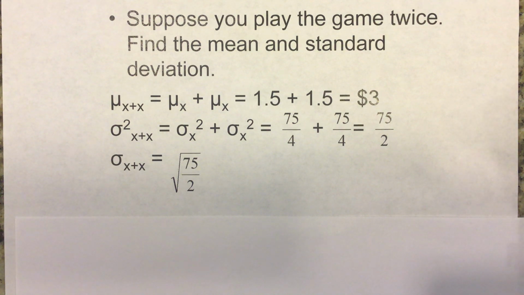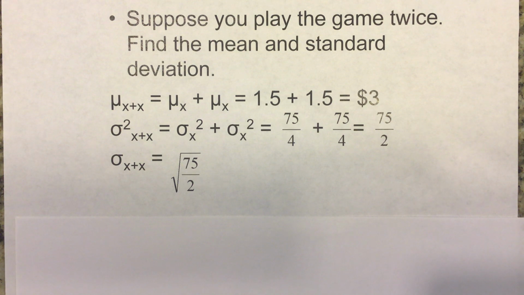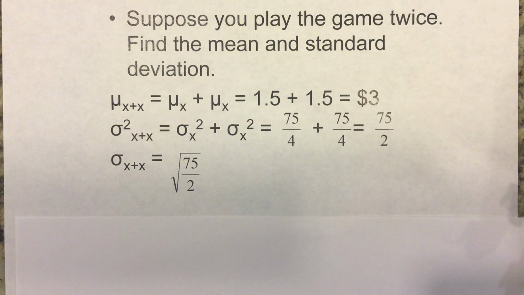So do it the long, slow way. In other words, make a list of all the possible outcomes of X, right? Losing twice, winning once, losing once, and winning twice. Assign a probability to each and calculate the mean of that distribution. You will get $3. Find the variance of that distribution. You will get 75 halves. Okay. So you can confirm that on your own, but you can also see that this is much faster, and this is the whole idea.